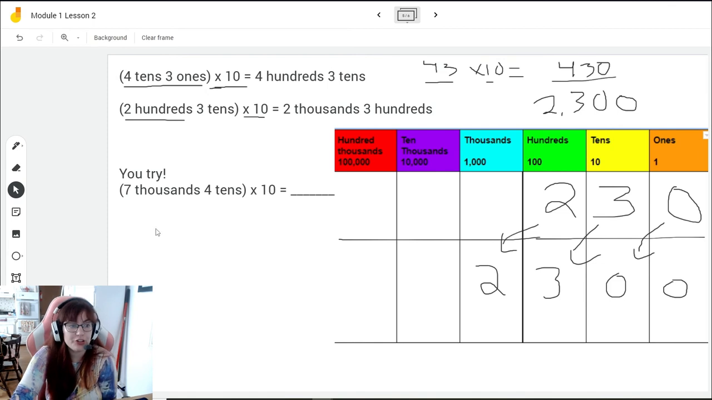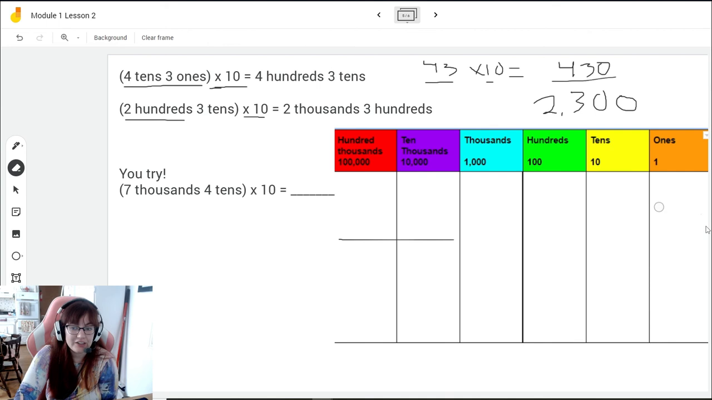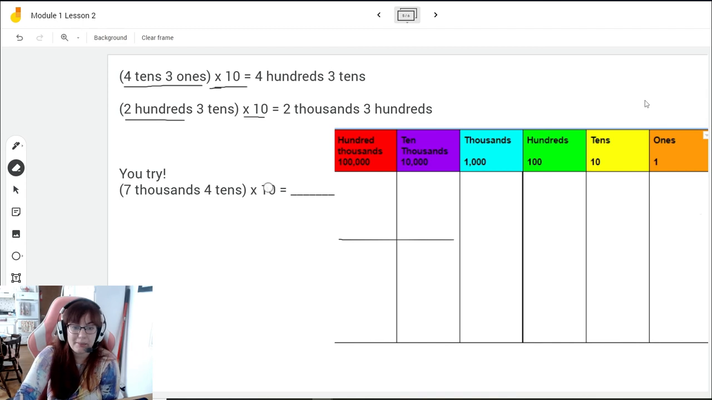So 4th grade, what you should be doing right now is you are going to try solving this problem right here. 7 thousands, 4 tens times 10. So show me how your problem moves on your place value charts. And then after that, you need to show me your answer, just like before, in either standard form or in unit form, just like up here. So pick one of those and answer the problem at the bottom of this page.